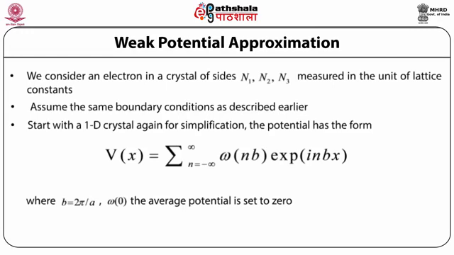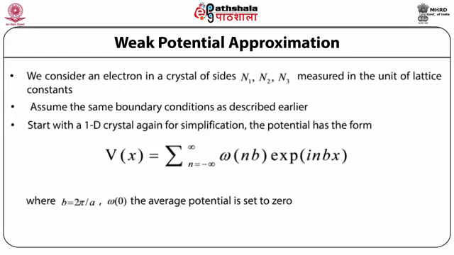We now formally describe what we mean by the weak potential approximation. So we consider an electron in a crystal of sides n1, n2, n3 measured in the units of lattice constants. We also assume the same boundary conditions as we had been describing earlier.